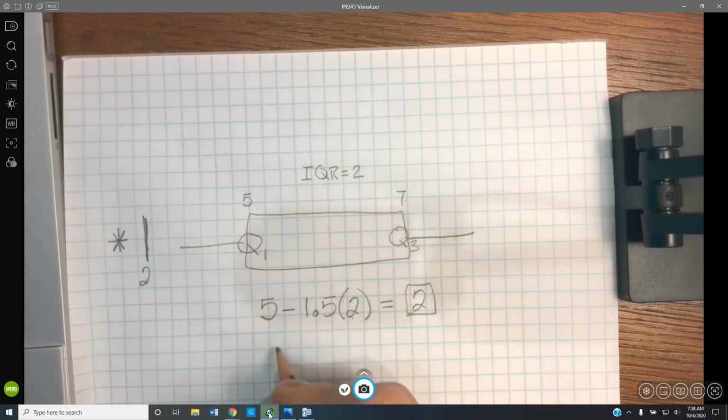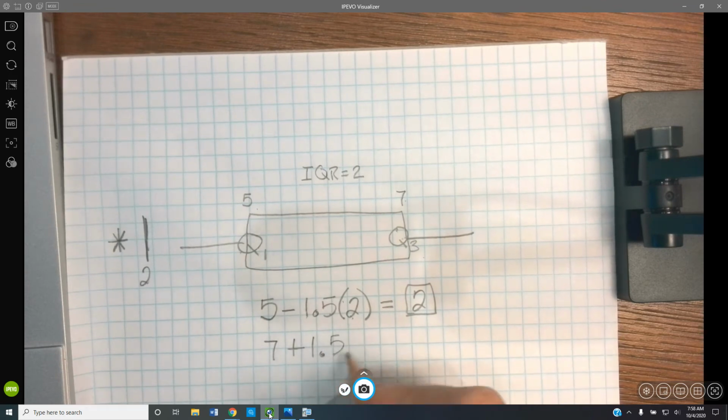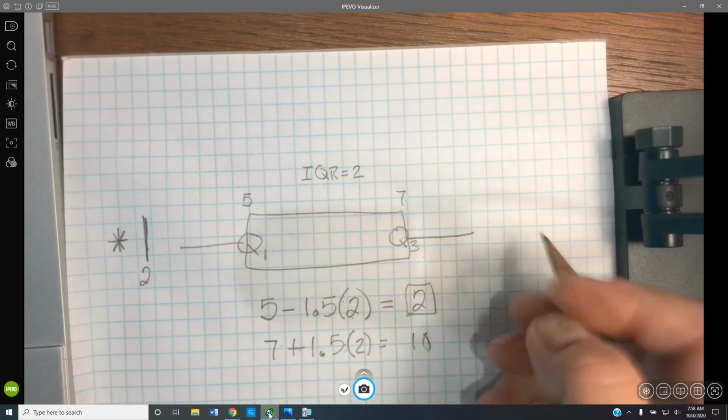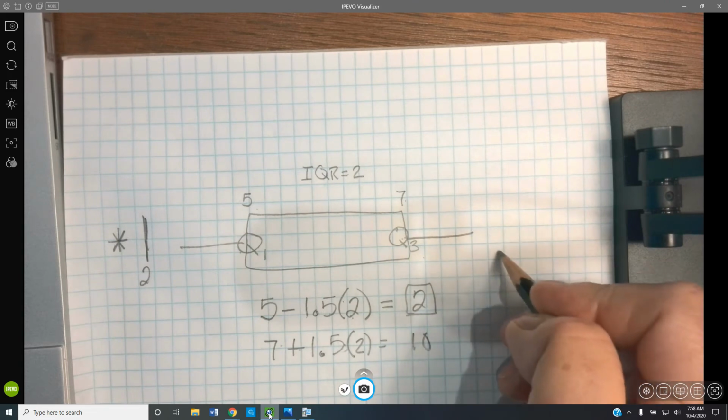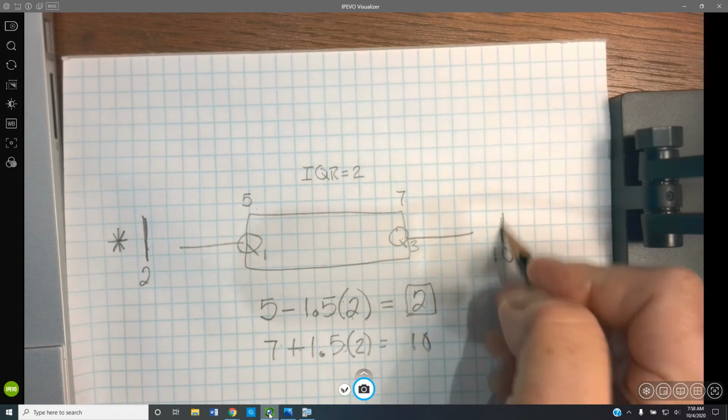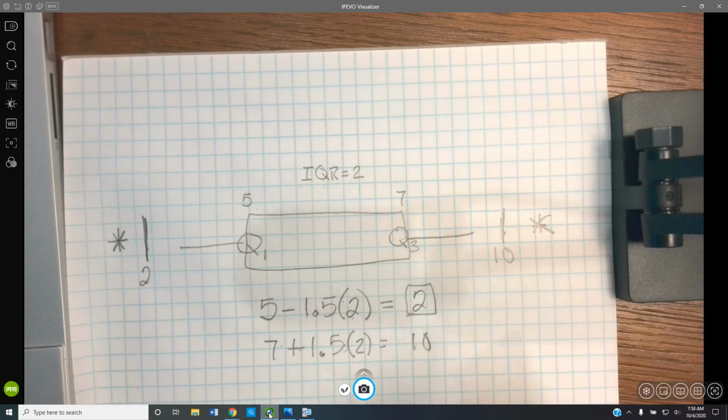I go to the top, 7 plus 1.5. It's always 1.5 times the IQR, 2, which was still 3. 7 plus 3 makes 10. That means I can go up to 10 until I become an IQR outrange piece of data.